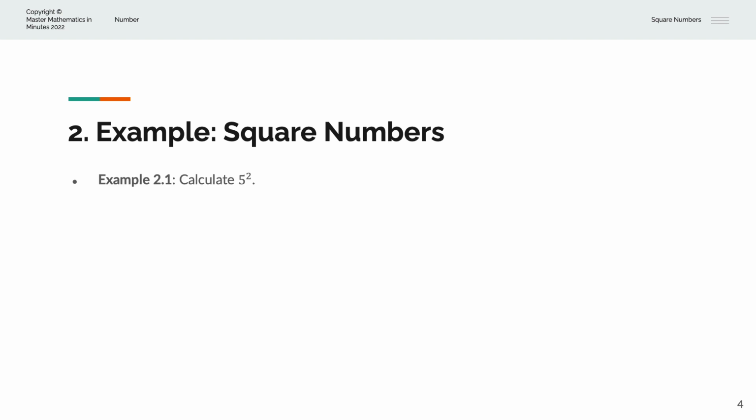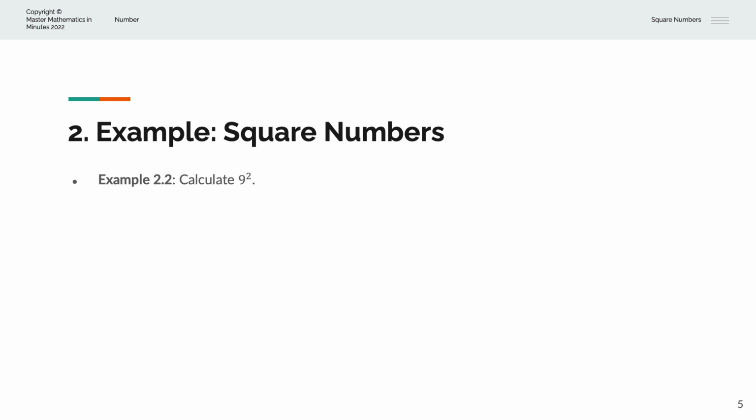In the first example, we're asked to calculate 5 to the power of 2, or 5 squared. So, 5 to the power of 2, or 5 squared, is equal to 5 multiplied by itself, which is 5, and that is equal to 25.